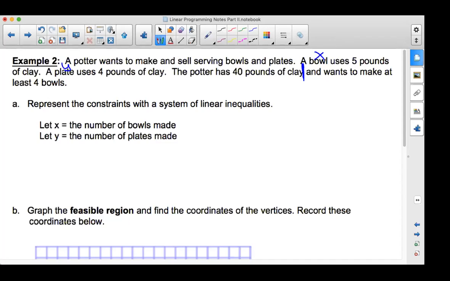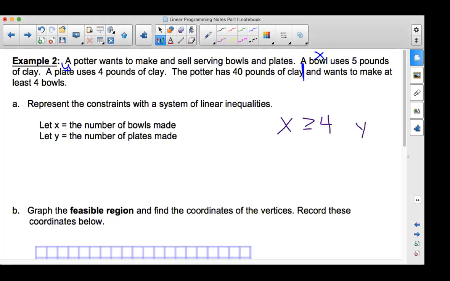Riley, do you think we can come up with an inequality? X plus Y has to be greater than or equal to. I'm going to say you are so close, because I think you're going off this last part here. Wants to make at least 4 bowls. Which variable represents the bowls? Yeah. So it's just going to be X, because it's just talking about making at least 4 bowls.